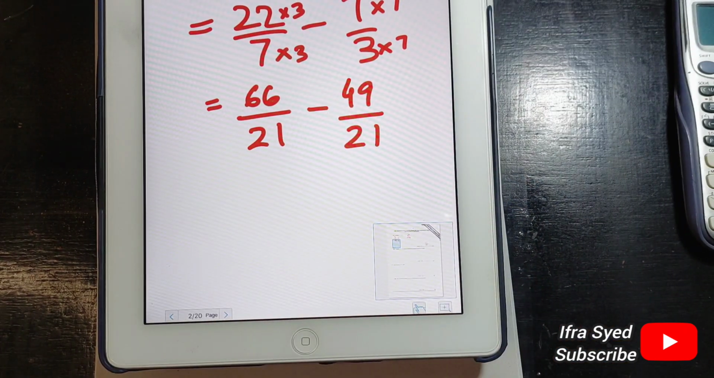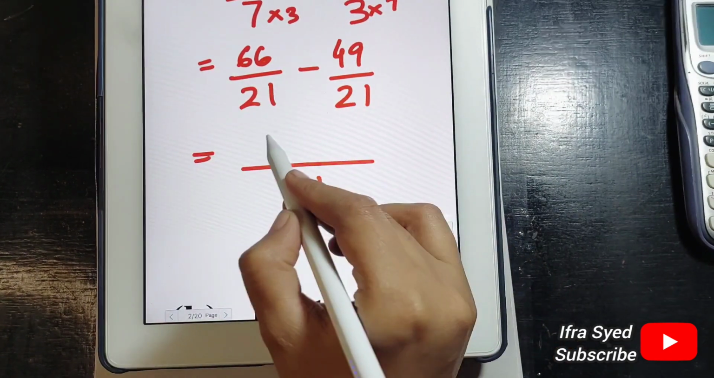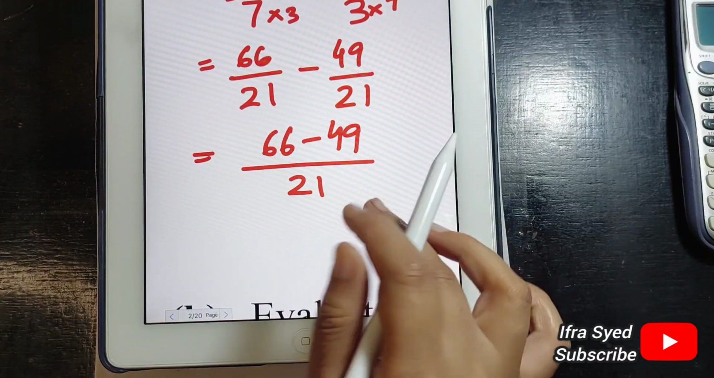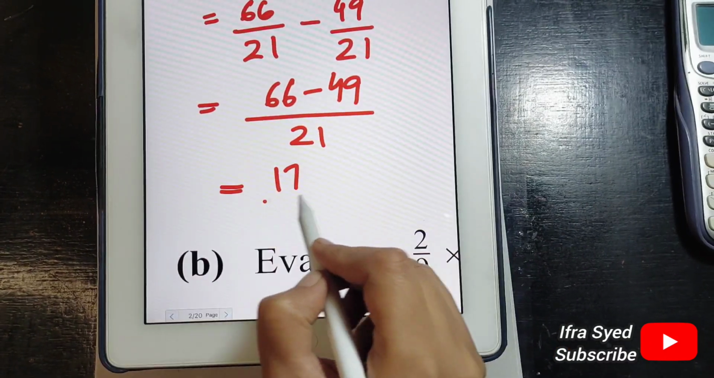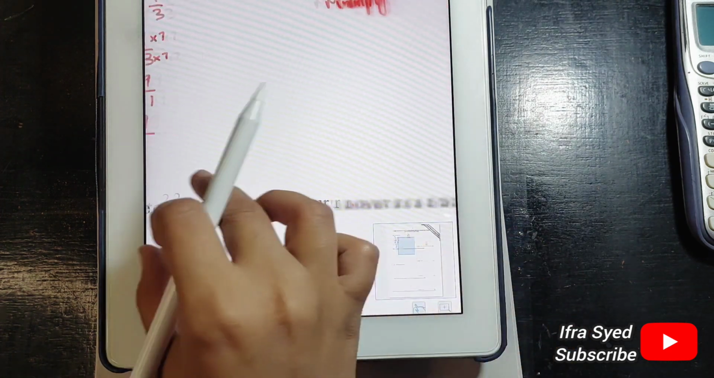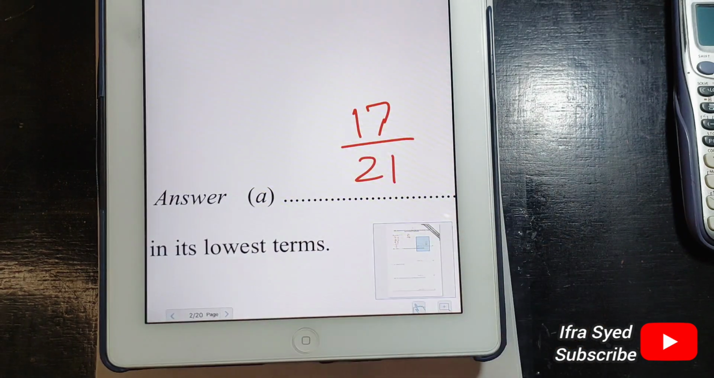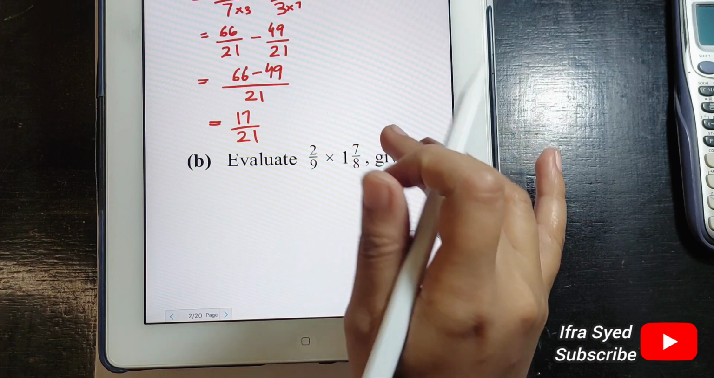Now you can see that we have 21 common in both fractions' denominators. So I'm writing 21 one time, and in the numerator I have 66 minus 49. And when we subtract 49 from 66, our answer will be 17 by 21. So our answer is a proper fraction, and in a proper fraction we always have the numerator smaller than the denominator. So our answer is 17 by 21, as I wrote here. So this is our answer.